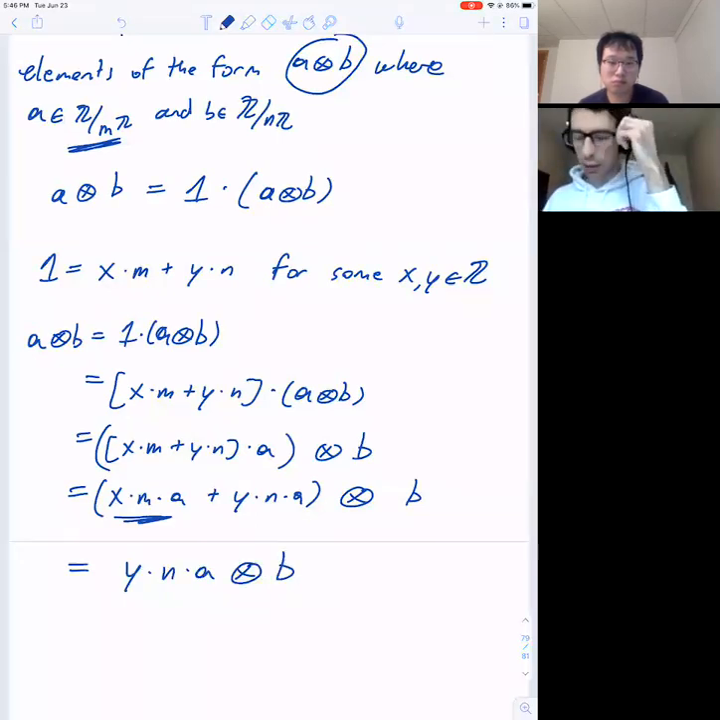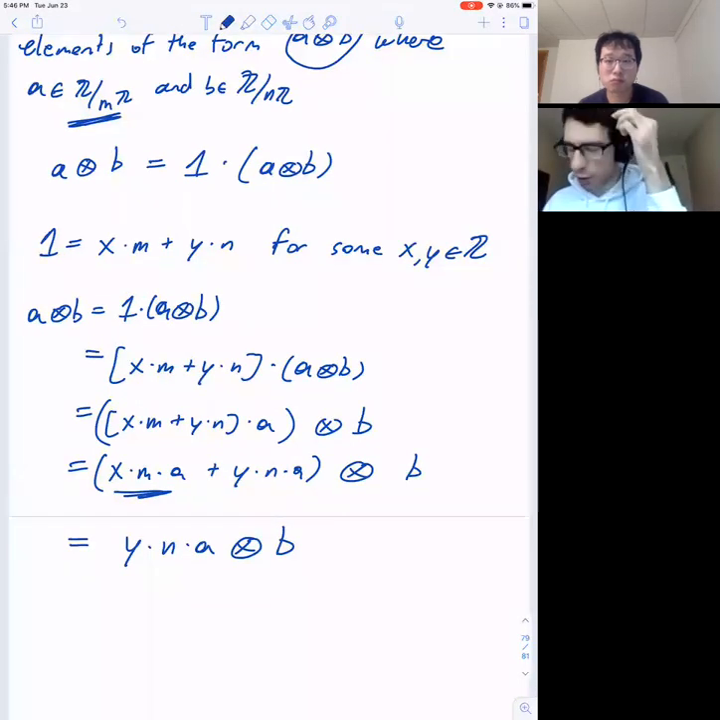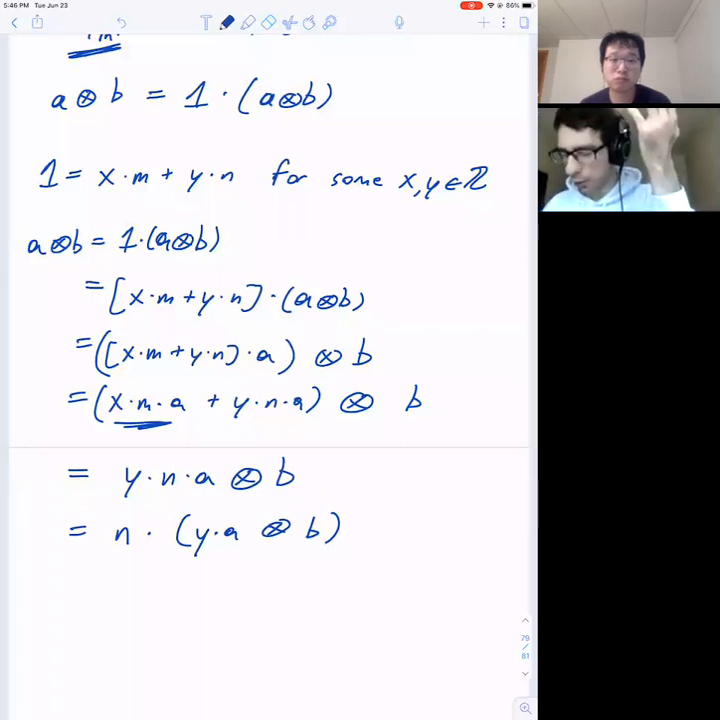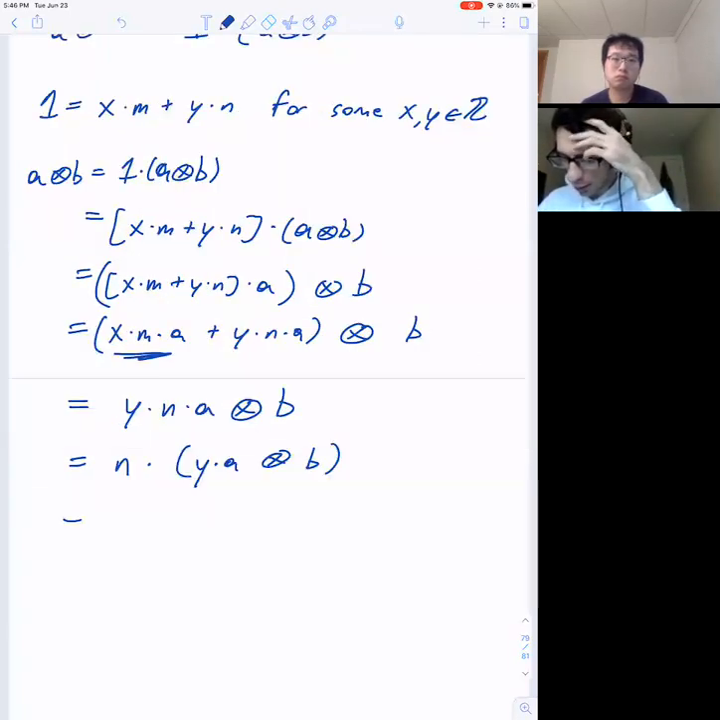Okay, so that's fine. So we reduced it a little bit. We made a step forward. This is good. This N is an integer, so let's pull it out. This is still equal to Y times A tensor product B. There's nothing wrong with that. That equality is because of the construction of the tensor product. Great. Now this is equal to Y times A tensor product N times B.